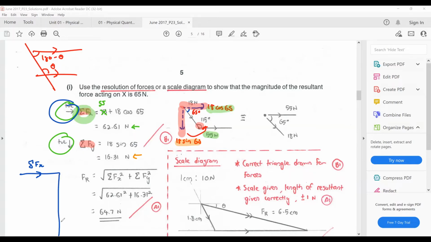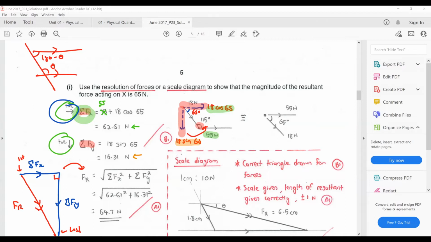So you try to draw it in such a way that they're from head to tail. So you get sum of Fy here. Then after you've drawn it from head to tail, you will know that the gap is your resultant. This one being your first point and this one being your last point, the resultant is pointing here. So this is your FR. It forms a right angle triangle. That's the reason why you can use Pythagoras theorem here. FR is the square root of sum of Fx squared plus sum of Fy squared, giving you 64.7 Newton.